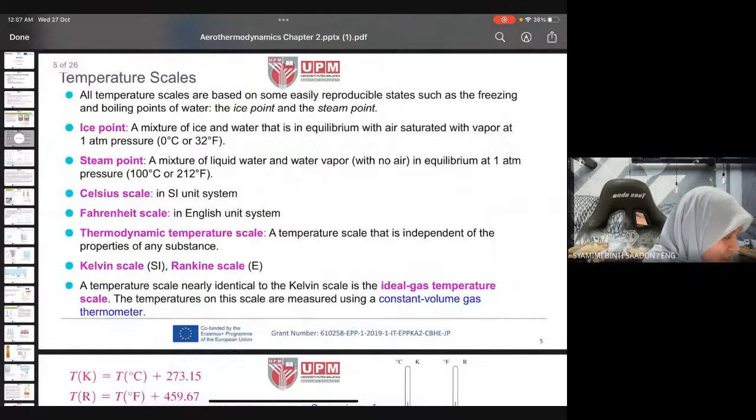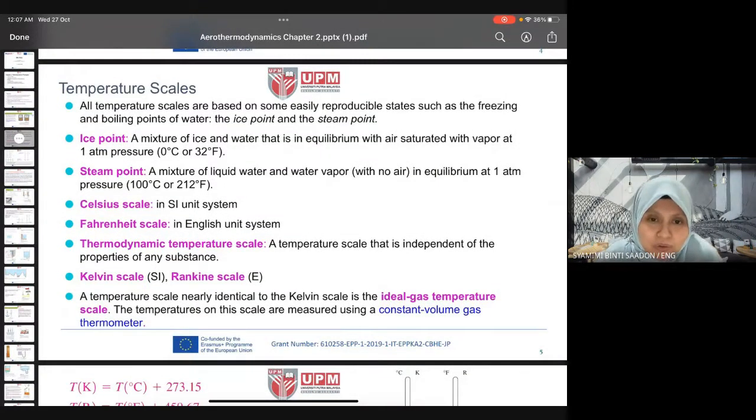Next, temperature scales. This one I think you know. You have the ice point, a mixture of ice and water that is in equilibrium with air saturated with vapor at 1 atmosphere pressure. The ice point is at 0 degrees Celsius or 32 Fahrenheit, but we usually use degrees Celsius. Steam point: steam is a mixture of liquid and water vapor at 100 degrees Celsius, the evaporation point. Then we have the Celsius scale in SI units, and Fahrenheit is in English units.